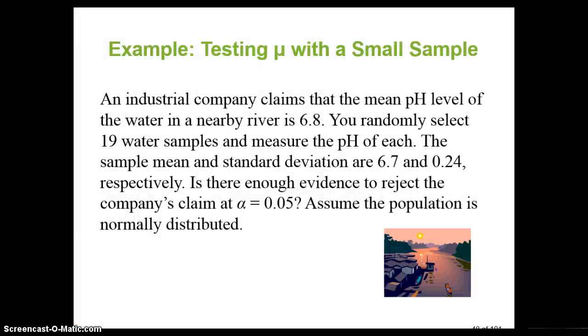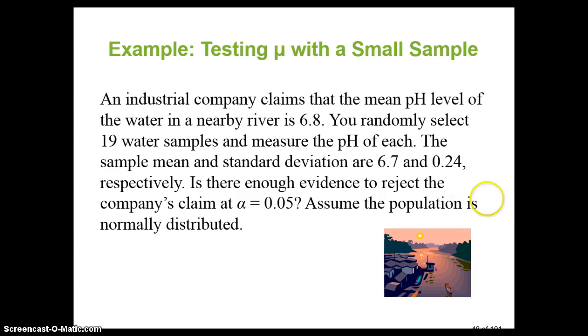Here's another problem. An industrial company claims that the mean pH level of the water in a nearby river is 6.8. You randomly select 19 water samples and measure the pH of each. The sample mean and standard deviation are 6.7 and 0.24 respectively. Is there enough evidence to reject the company's claim at an alpha level of 0.05? Again, assuming the population is normally distributed.